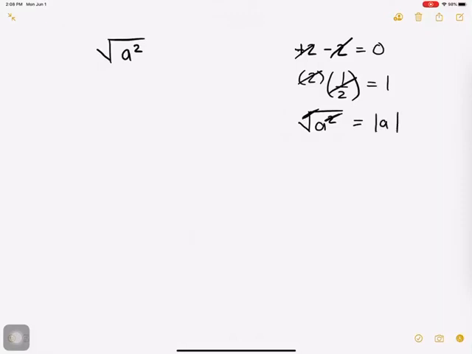And I'm going to include the absolute value bars in here. The radicand, whatever's inside the root, is going to be the result. The exponent and the root cancel out. You can think about it that way. So how are these expressions going to look?